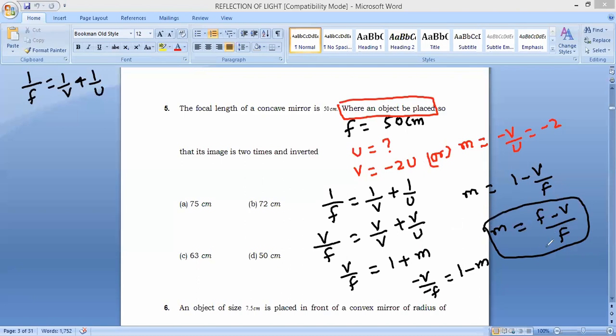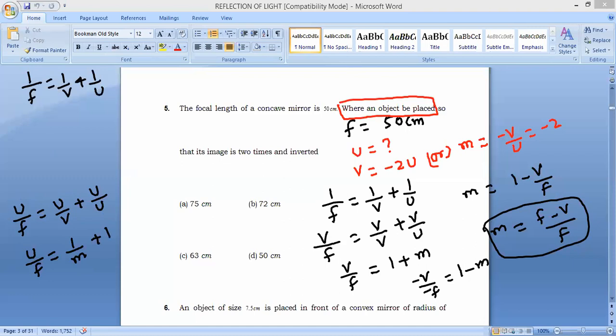Since v equals minus 2u, I can substitute here directly. Or else, similarly, I will get the same formula in terms of u. I will multiply by u on both sides. u by f equals u by v plus u by u. That is, u by f equals v by u, which means magnification. Now u by v, I can write as 1 by m.